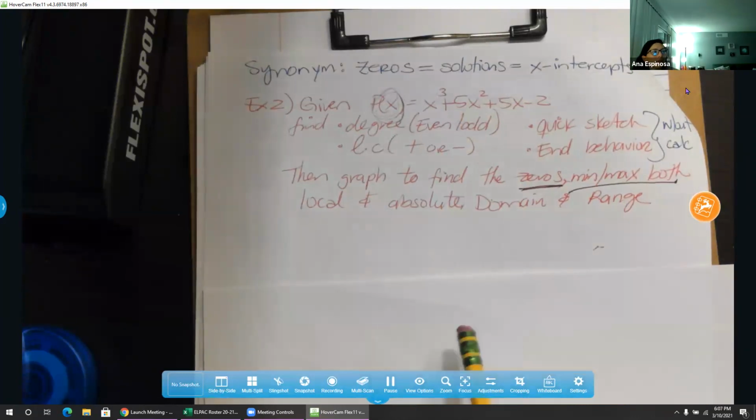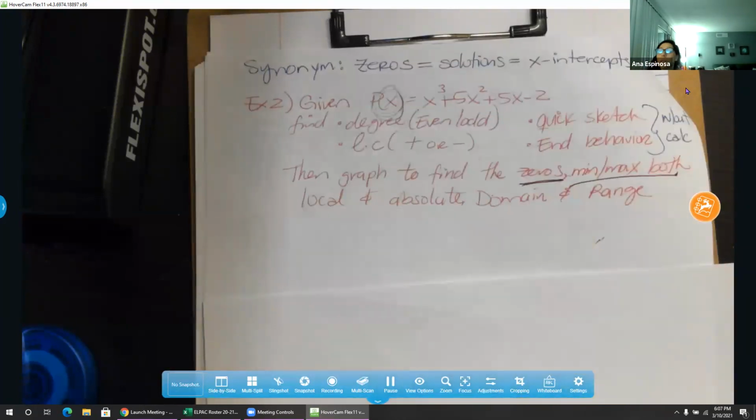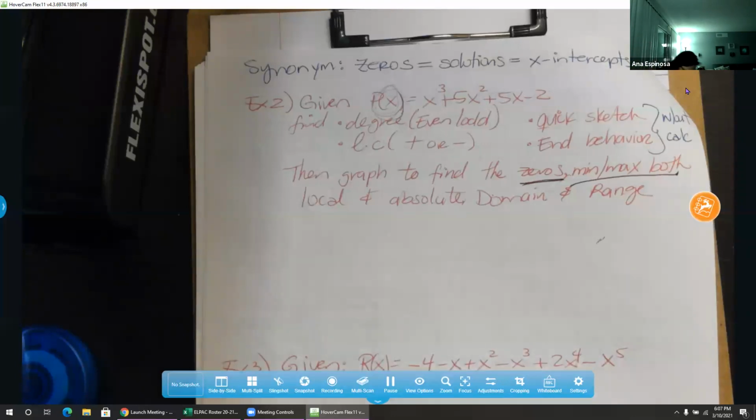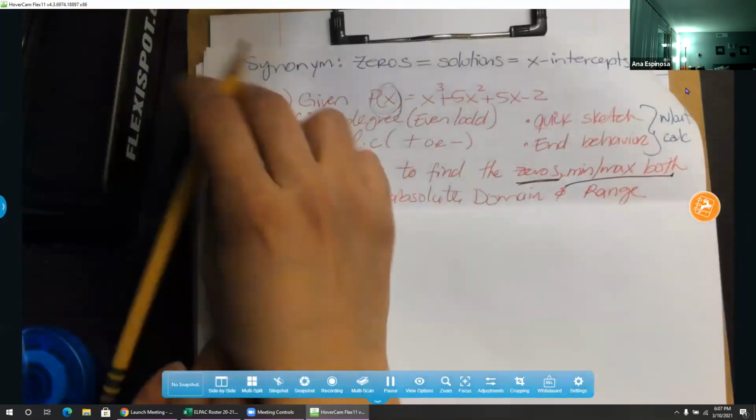And the absolute min and max: this is an odd function, so you already know that domain and range are both negative infinity to positive infinity, all reals. I don't want to go over that. What I want to go over is the zeros part. So let's quickly go over the information on this.